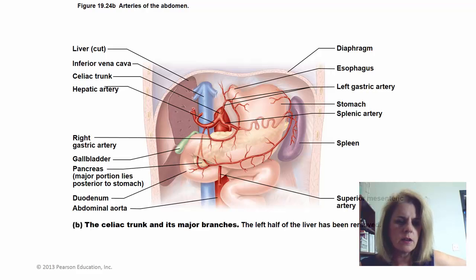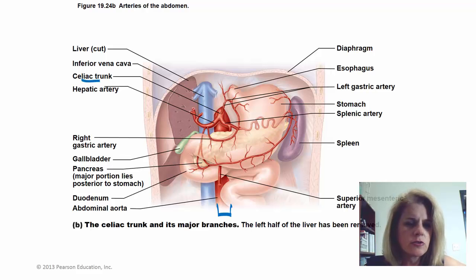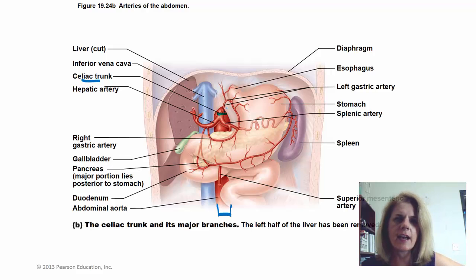So let's talk about the aorta first. So this is the abdominal aorta. This large red vessel is taking blood to the abdomen and for all your viscera. And remember, things are going to branch off of it. So the first branch we're going to talk about is called the celiac trunk. And that's this large vessel right here. That's the celiac trunk. And we call it a trunk because then 3 additional vessels come off of it.